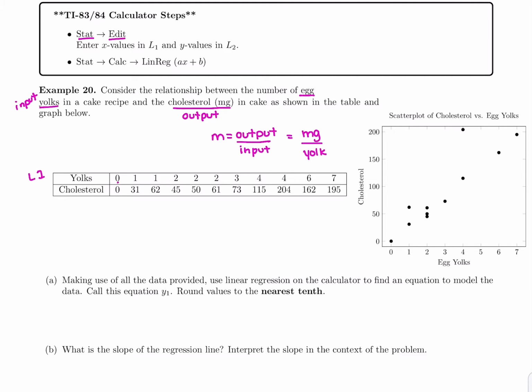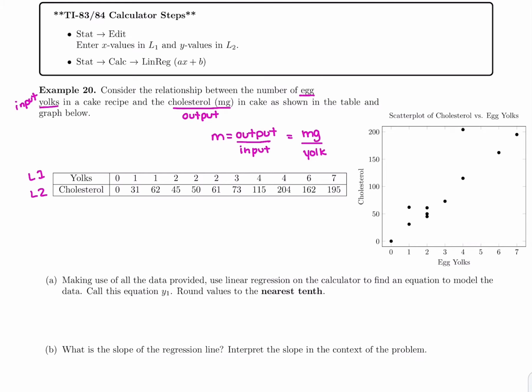That's my input. And then I will hit over on those arrows, that circle of arrows your calculator has, and I'm going to enter in 0, 31, 62, 45, 50, 61, 73, 115, 204, 162, and 195. So take a second and enter those in on your graphing calculator. This is the instructions for TI 83 or 84.